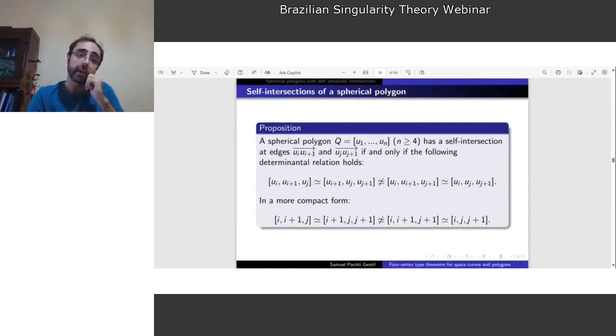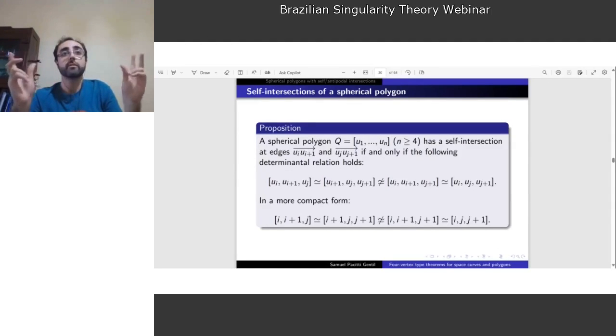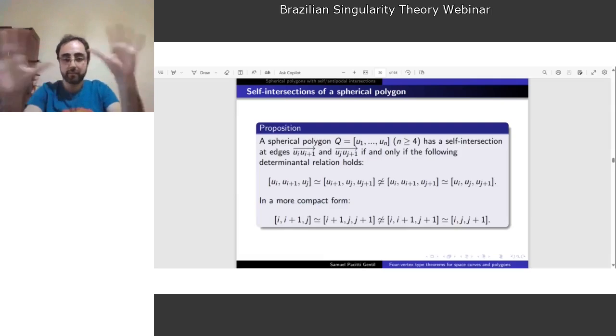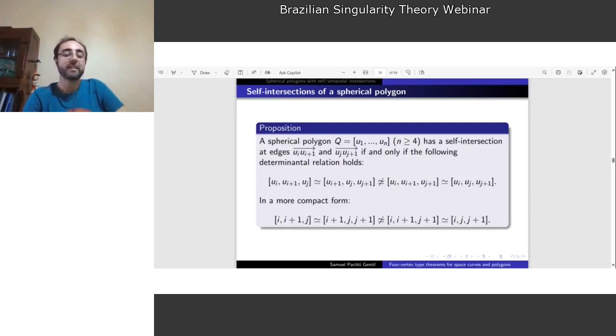Okay, we were capable of expressing algebraically what it means for a polygon to be in balanced position. And what about self-intersections? This proposition states that a spherical polygon has a self-intersection at the edges i, i plus 1 and j, j plus 1 if and only if the following determinantal relation holds. Okay, we can write that in a more compact form, writing only the subscripts. And again, you don't have to memorize this.